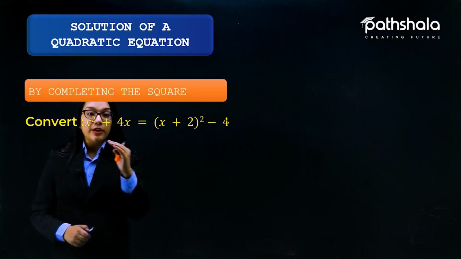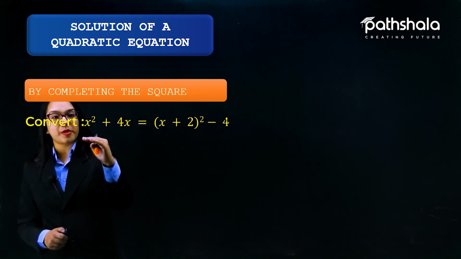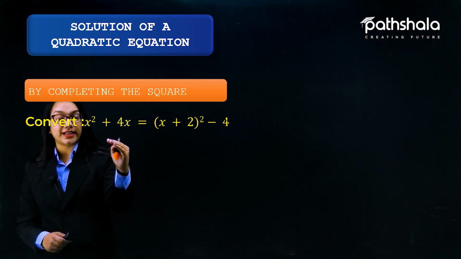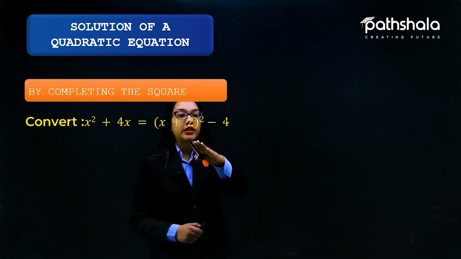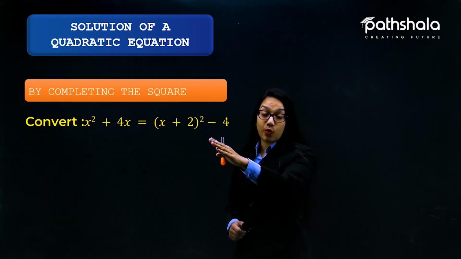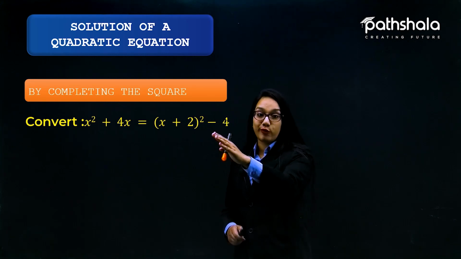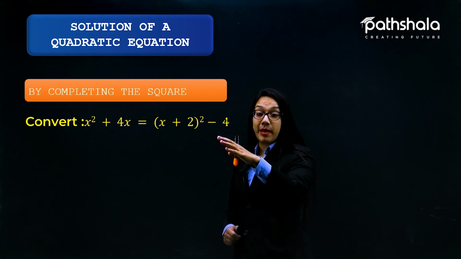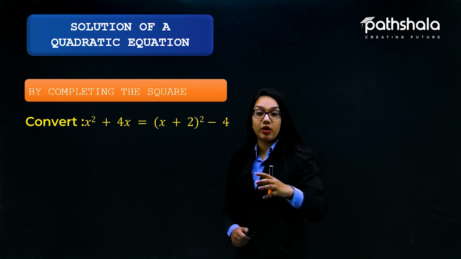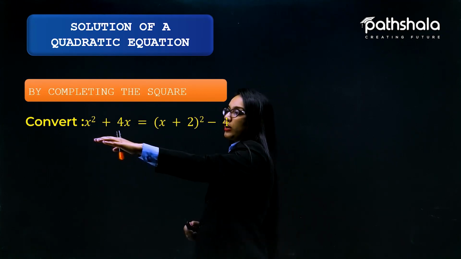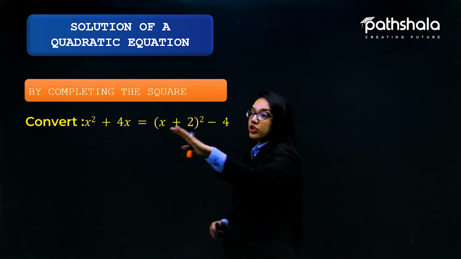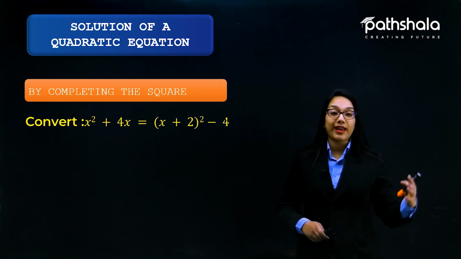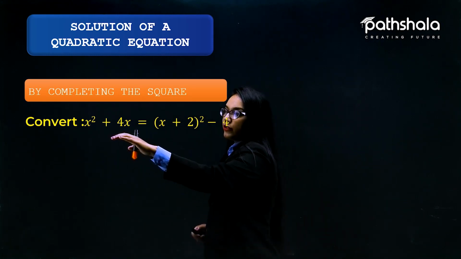As you can see over here, we have the term x square plus 4x, and we have converted this particular formation, x square plus 4x, into a perfect square, or we can say we have completed the square as (x plus 2) whole square minus 4. In the same manner, we can convert any particular formation of this type, for instance x square plus 4x, into a completed square.